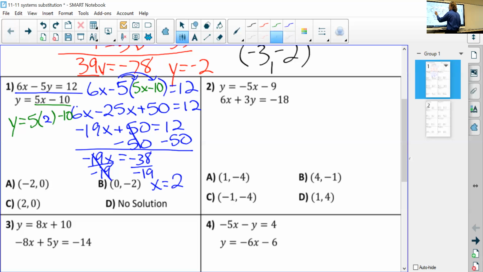And then that math's not too bad. 5 times 2 is 10. 10 minus 10 is 0. So y should indeed equal 0. So that gives us our coordinate 2, 0, which is indeed answer C.